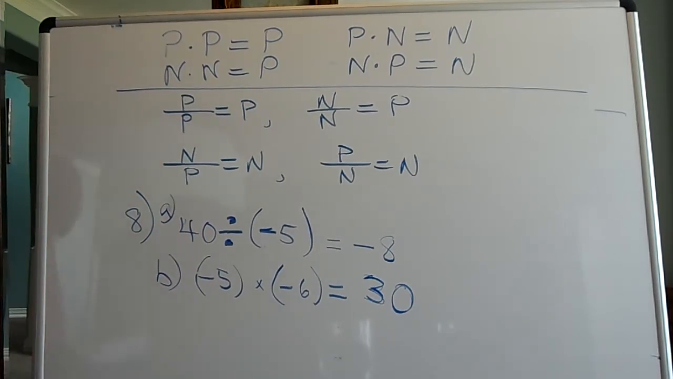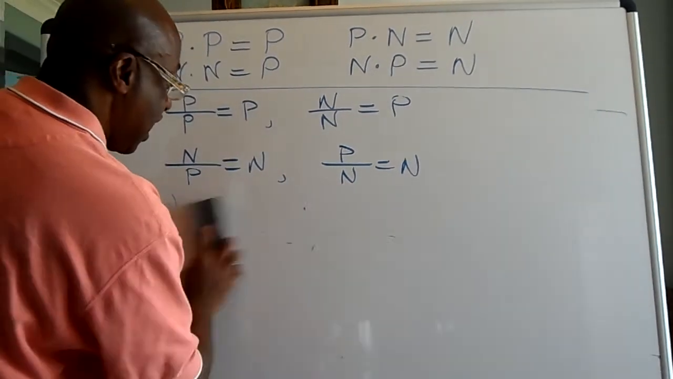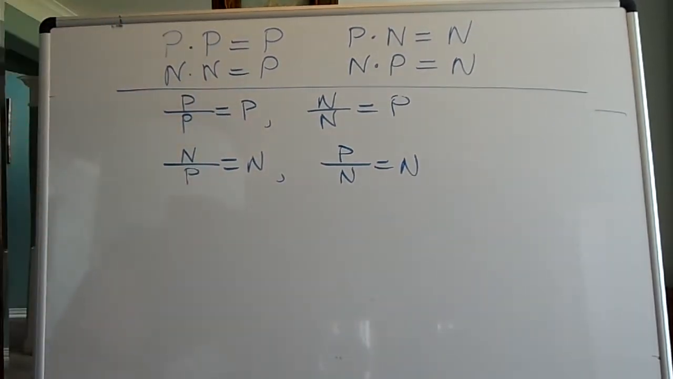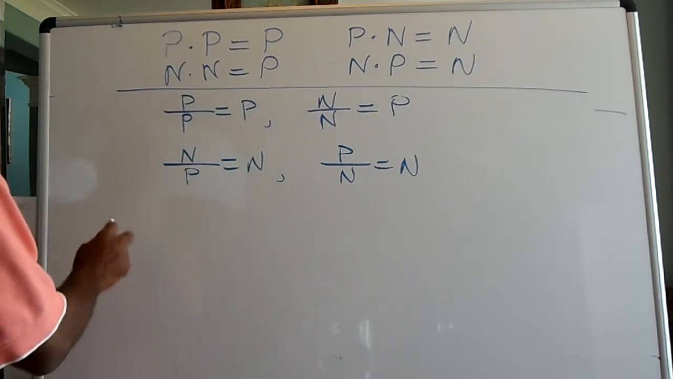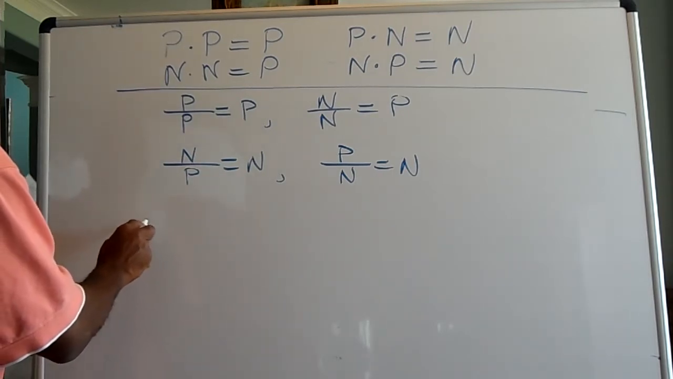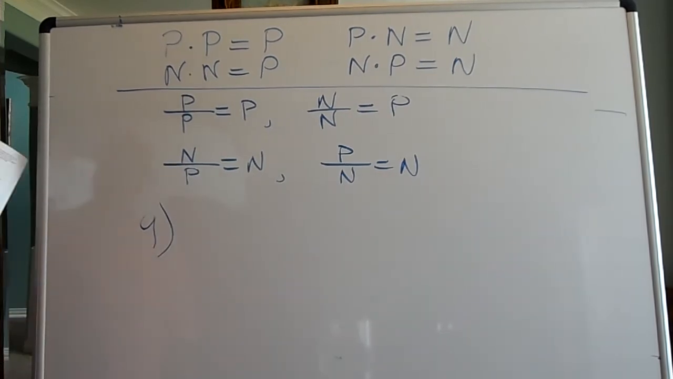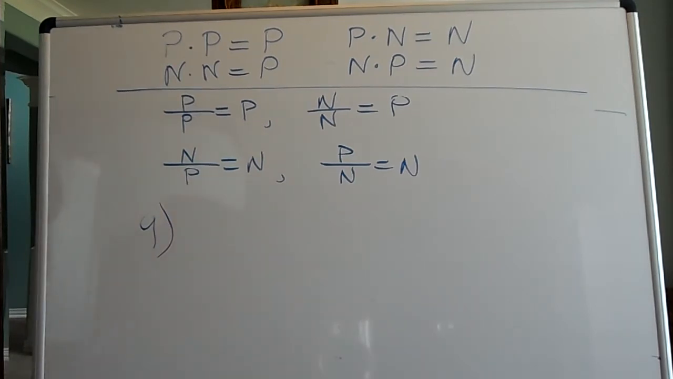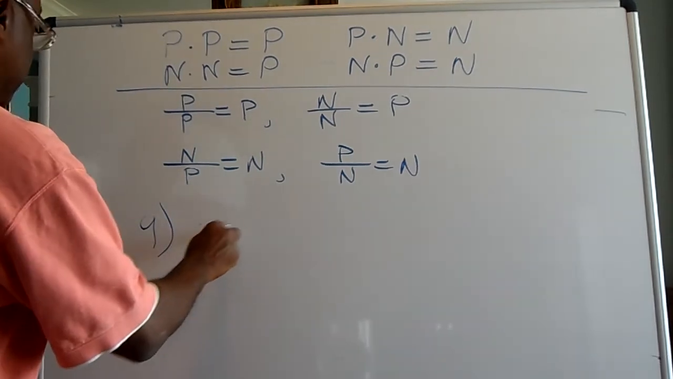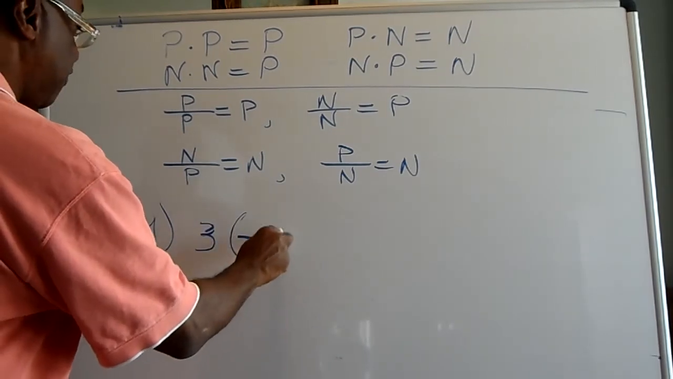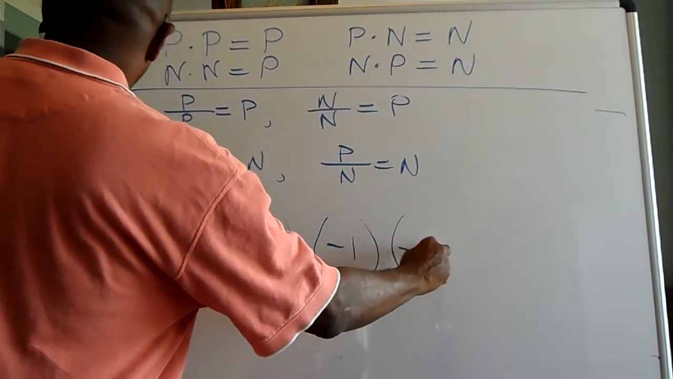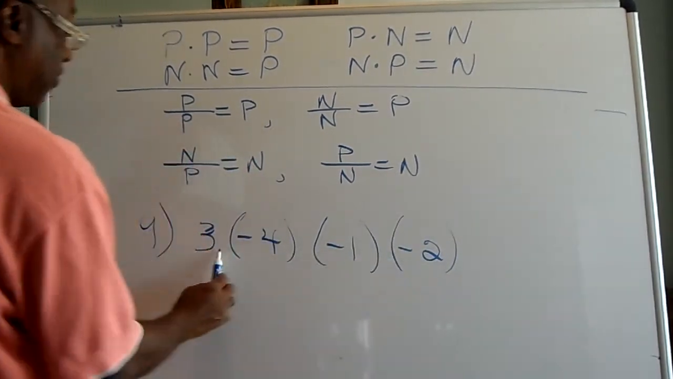Okay, let's go to number 9 now. Number 9, we're asked to multiply here. It says evaluate negative 3 times positive 3 times negative 4 times negative 1 times negative 2. Let's write that up. Negative 3 times 3 times negative 4 times negative 1 times negative 2.